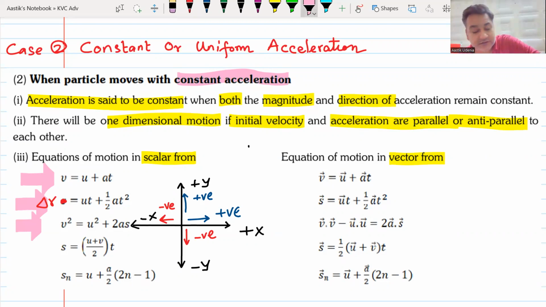Equation number 3 is v square is equal to u square plus 2as. I will not use S here. I will use delta R. Are we getting my point? Yes or no? Yes, sir.